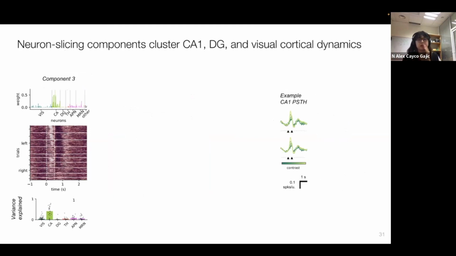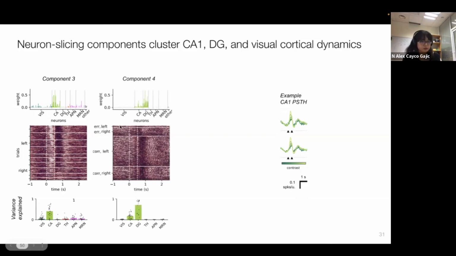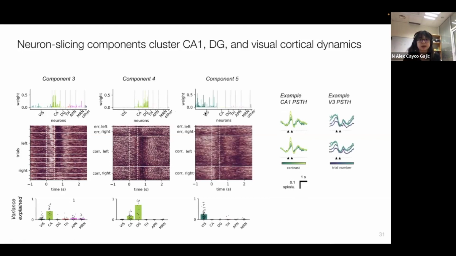They clustered hippocampus, dentate gyrus, and visual cortex. In this first component, we see that it's mostly active in the hippocampus. And then if we looked at the slice, we found an increase in activation with contrast, which we didn't necessarily expect from the hippocampus, but we did see a few examples of that in some hippocampal neurons that you see here in the PSTHs. We also saw the fourth component seems to pick out the dentate gyrus with a suppression of activity following reward. And the fifth component seems to pick up the visual cortex.